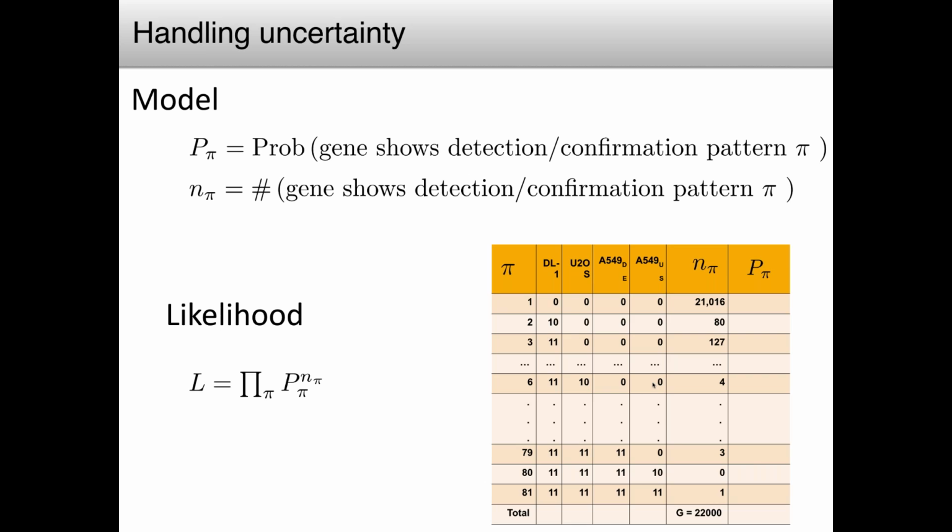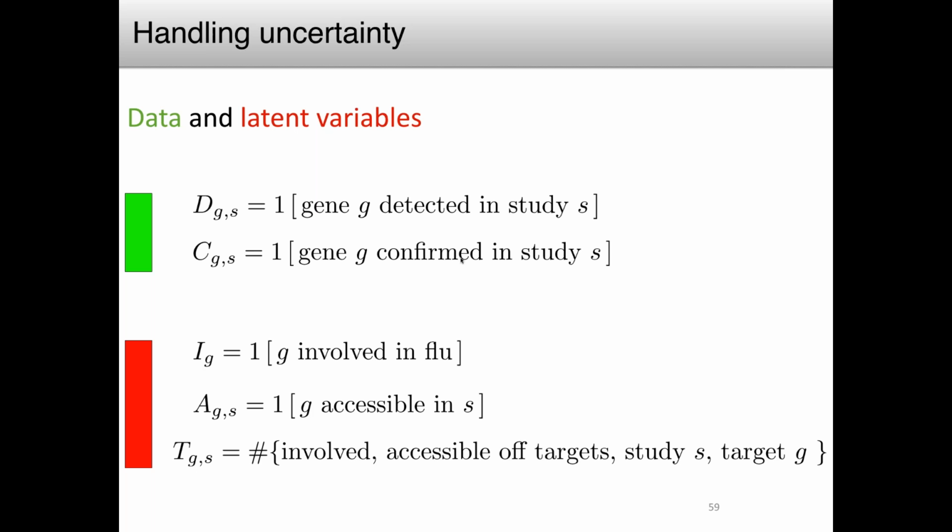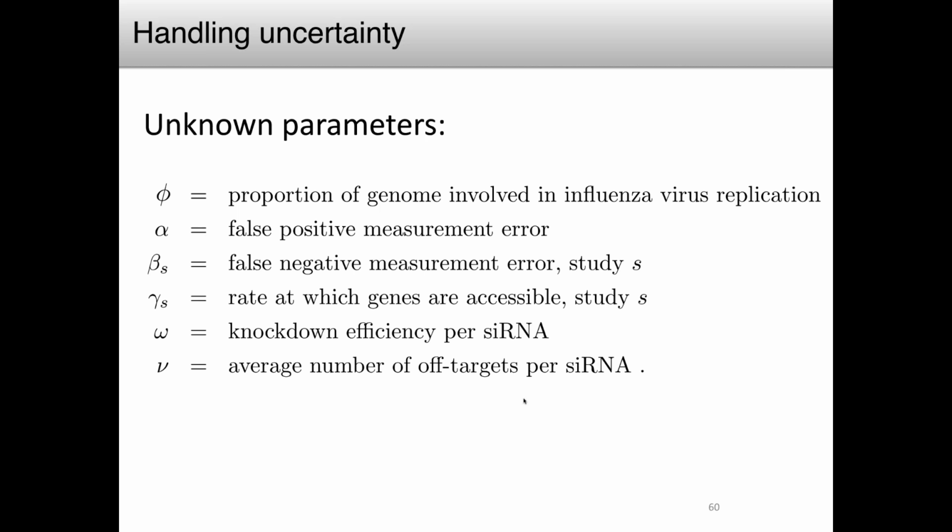That's the green, the data that we have, the detection and confirmation information, but we don't know a lot of things. We don't know whether the gene's really involved in flu. We don't know if it's accessible or if there's redundancies in that case. We don't know off targets in that study for those siRNAs used. And we don't know a bunch of things generally about the system as a whole, about the rates of measurement error and efficiency. We have bits of information about that, but all those things we don't know.